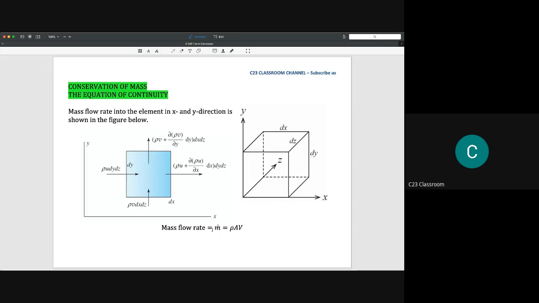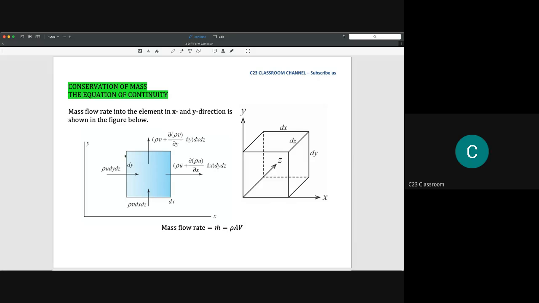We can write it as m dot, which is equal to rho A V, where rho is the density of the fluid flow, A is the cross-sectional area, and V is the velocity. To simplify the start of our calculation about the continuity equation, the conservation of mass, we could start with a simple 2D diagram.